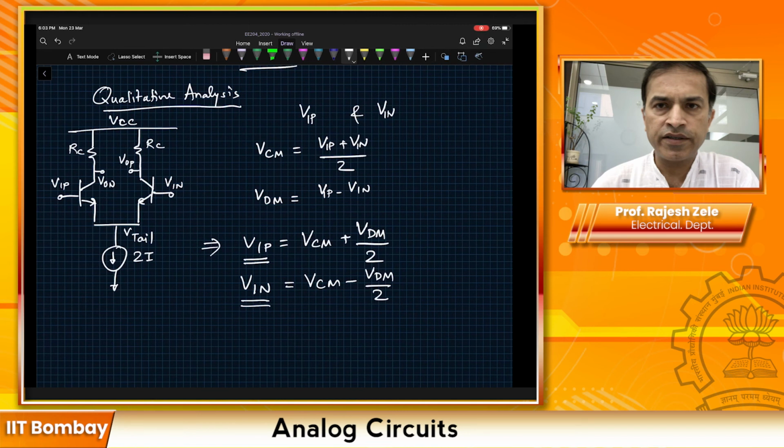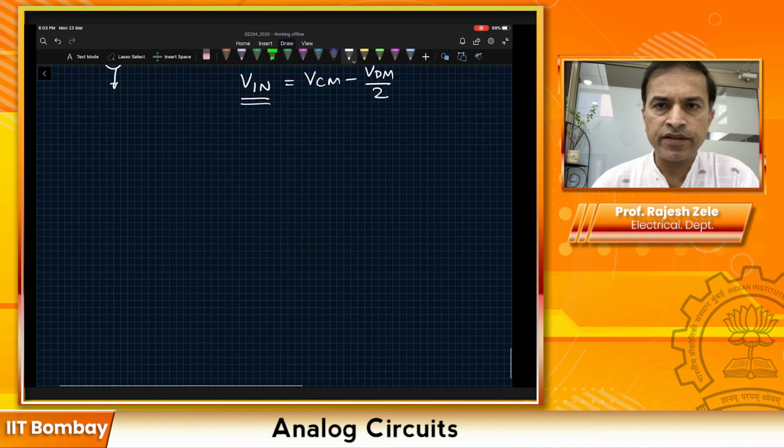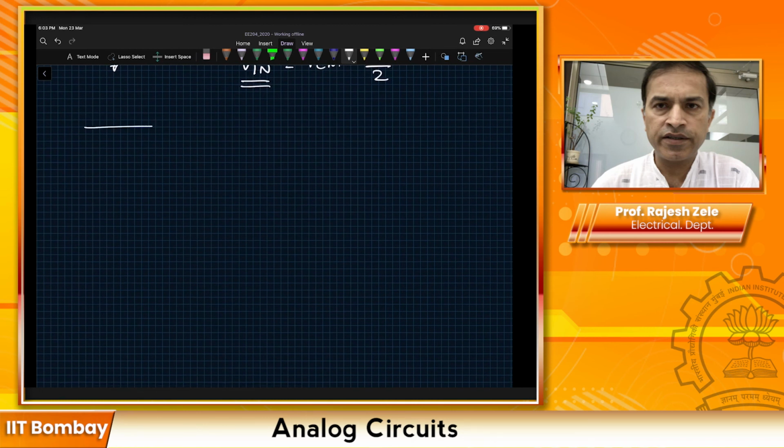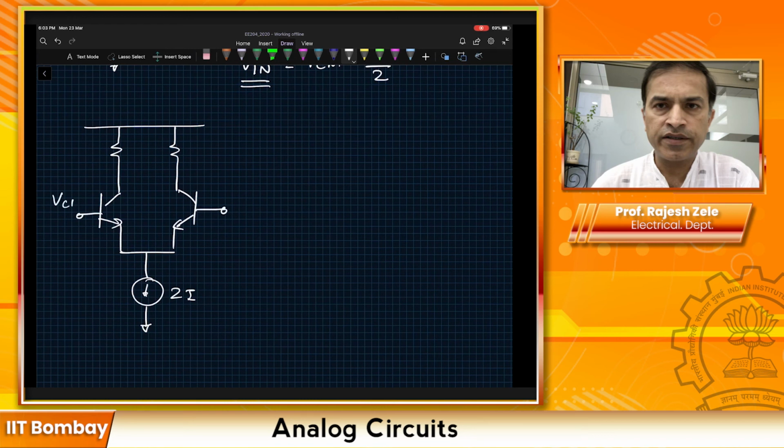So now from this we can start analyzing the circuit. For example, we can use our superposition ideas, and let's first only apply VCM to our circuit. Then we can draw the picture again. 2I, and let's say I'm only applying VCM to both sides. What do we see when we apply VCM? I want you to think about it. You can pause the video and think about what will happen if I apply VCM, and come back, and then you can listen to it again.